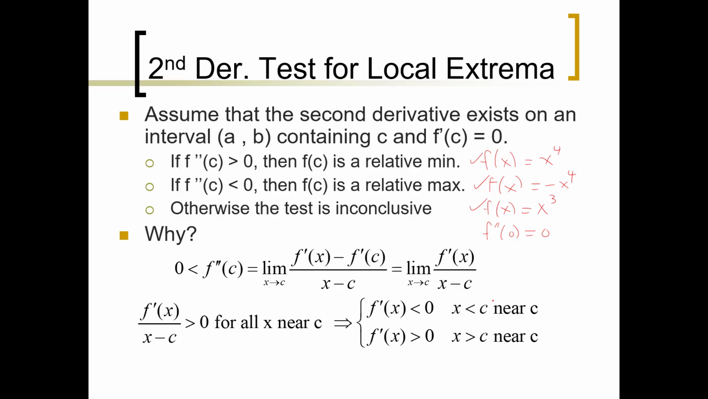So the first derivative has to be less than 0 for x less than c and near c, and the first derivative must be bigger than 0 for x greater than c and near c. So by the first derivative test, we have to have a relative min at c. And that's the reason why if the second derivative at c is positive and the first derivative at c is 0, then we must have a relative min. And we can do the exact same proof for the other case.